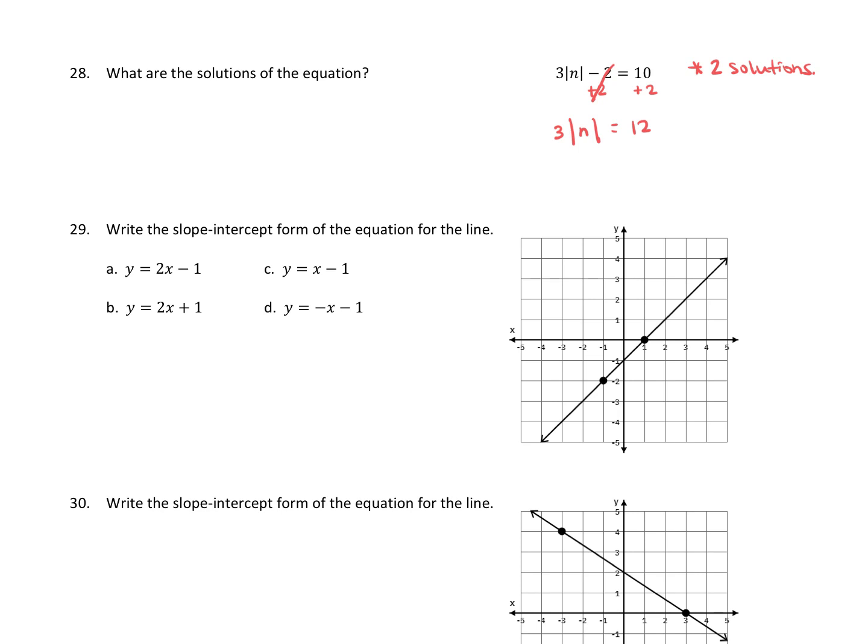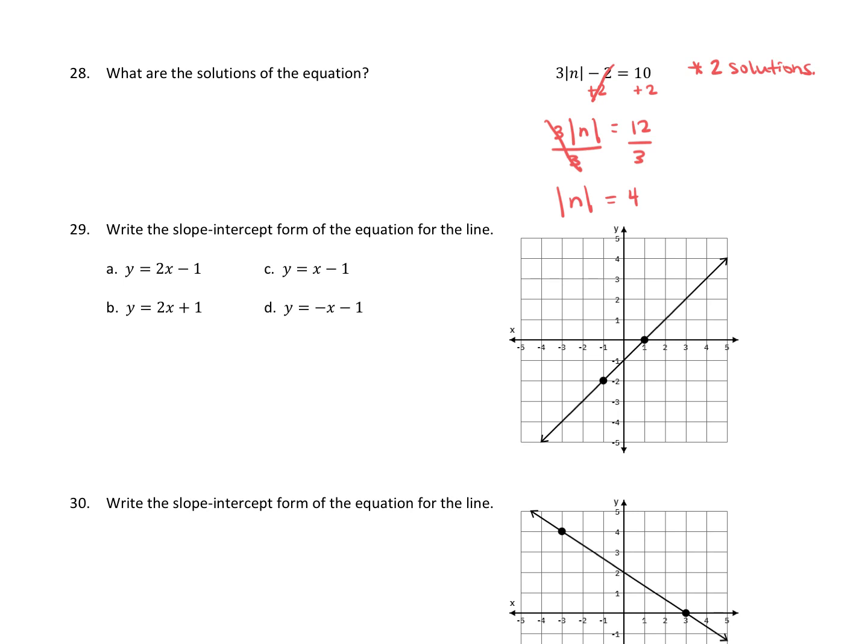Again, we are trying to get this alone. It's being multiplied by 3. We will divide by 3. 3 divided by 3 is 1, leaving us with the absolute value of n is equal to 4.